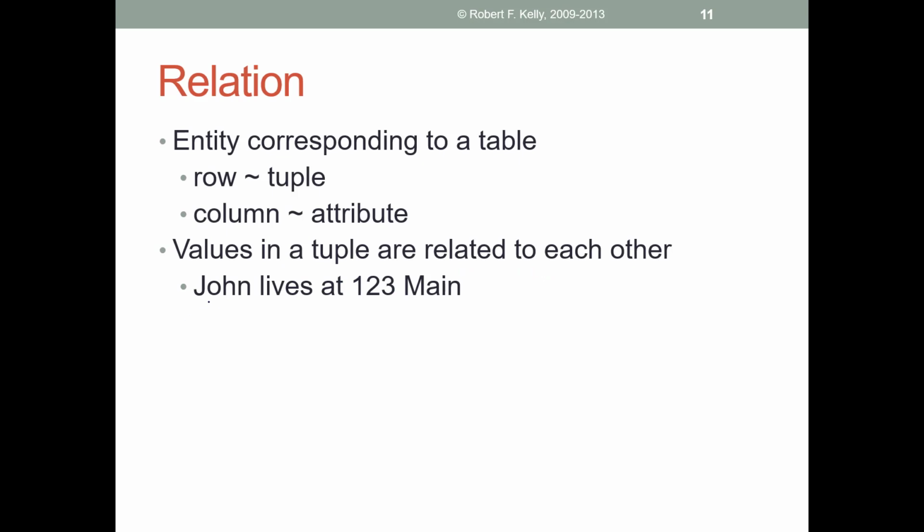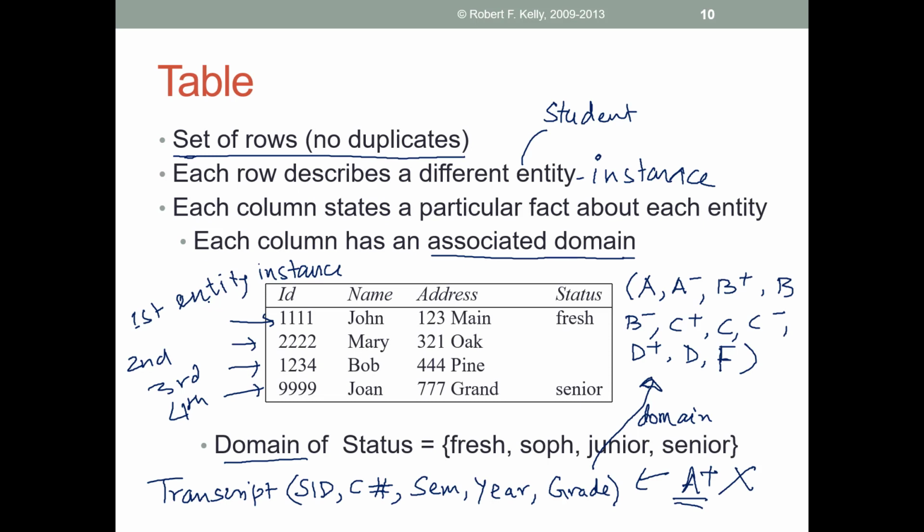So John, let's go to the row where we have John, right? John is right here, the very first tuple. John has the ID which is 1111, and John has the address which is 123 Main Street, and he's a freshman. So the point is that all the values that you have in a tuple are related with each other.